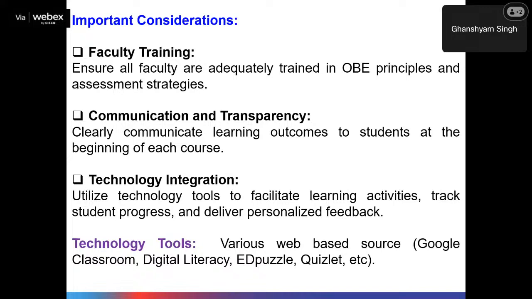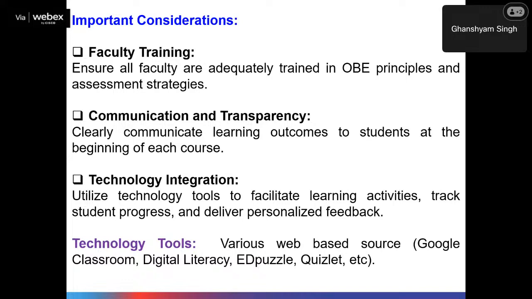We must clearly communicate learning outcomes to the students as well, because they are the important stakeholder for any university system, at the beginning of each course. So at the beginning of each course, we must communicate the learning outcomes or the course outcomes to the students well on time, before the beginning of the course.